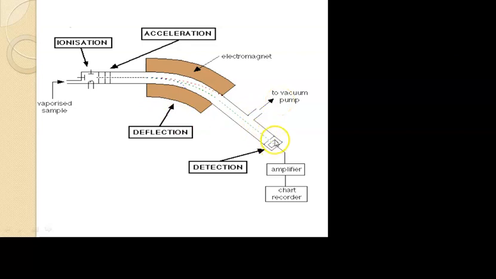Then the photographic plate is connected with an amplifier, and it is a black plate where the electrons are revolving. When one positive ion comes here, one electron goes with one positive ion, and the deficiency of electrons takes place. The signal is produced, which is recorded in a chart record. This is the working, or principle behind the working, of mass spectroscopy.